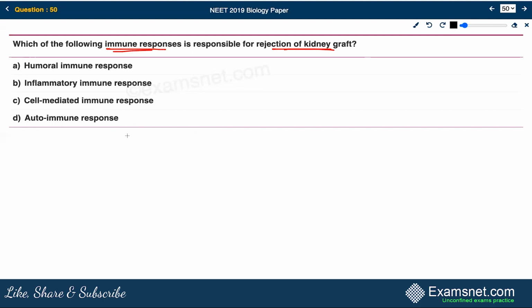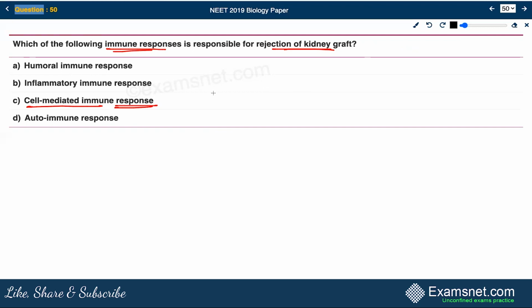So when any kind of organ transplantation, like kidney transplantation, is being performed, during that process the cell mediated immune response is actually responsible for any kind of graft rejection. If the graft is successful, then it's fine. But if the immune response doesn't accept the graft, it is going to reject it.